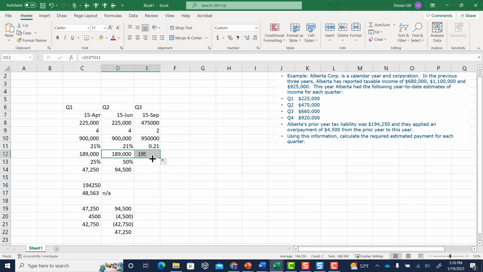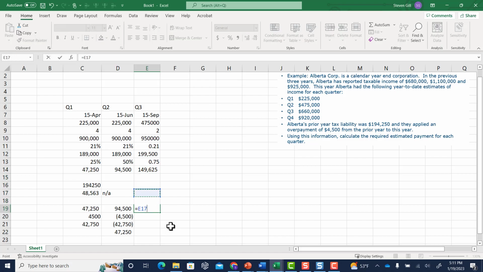Let's drag this one across. There we go. So my annual estimated tax is $199,500. However, I don't owe all of it. I only owe 75%. So 75% of that amount says at this point in the year, I should have paid $149,625. Okay, so that is my required payment.